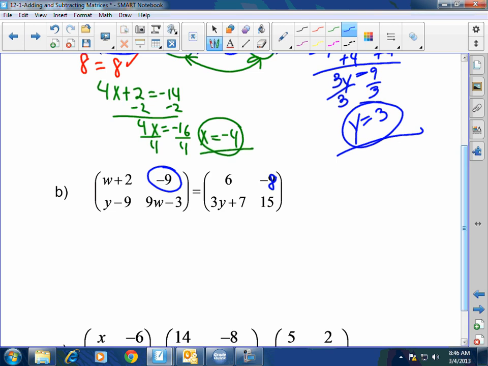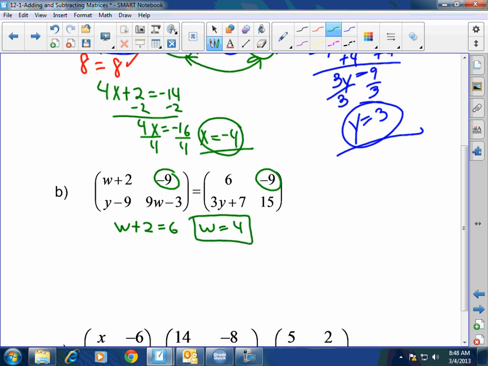Could you proceed with this matrix? No, it would be no solution. If the elements are not equal, then they're not equal matrices, and there would be no solution. But in this case, you can tell right off the bat that element 1, 2 is equal to element 1, 2, so these are going to be equal matrices. And of course, we have w plus 2 equals 6. Don't have to do much work there. W would equal 4.